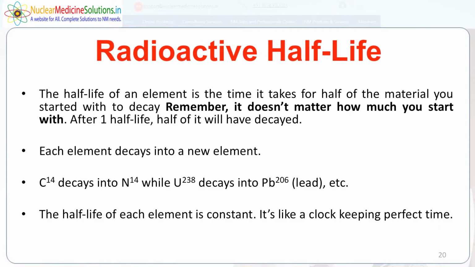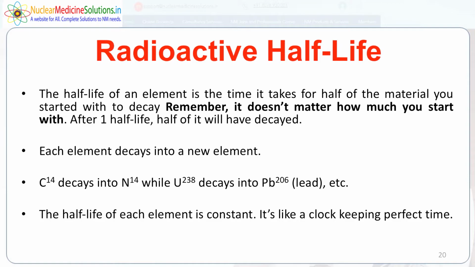Now comes the important term, radioactive half-life. What is radioactive half-life? Usually all radioactive elements decay, as we discussed in the previous slides, and when they decay, they come to a second state or ground state or another isotope form. The half-life of an element is the time it takes for half of the material you started with to decay. It means you started with X, and after some time when it becomes X by 2, that defines the half-life. It does not matter how much you start with.